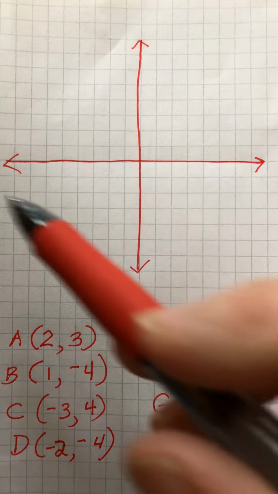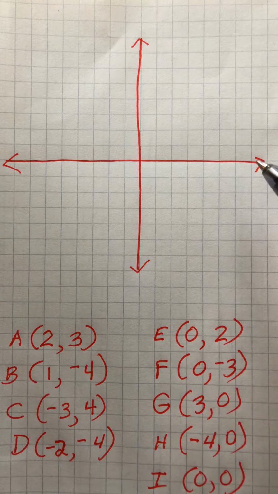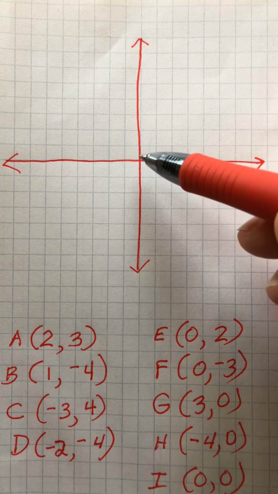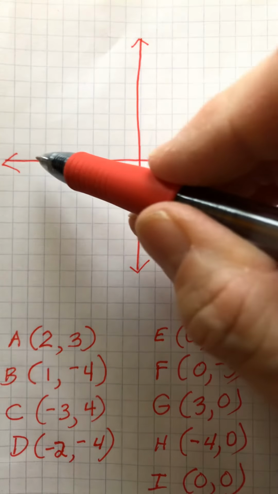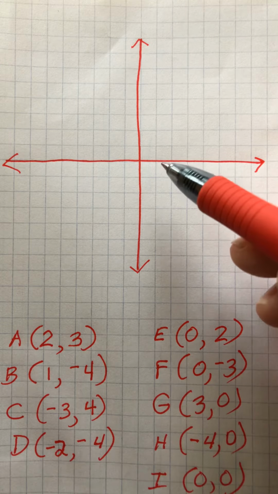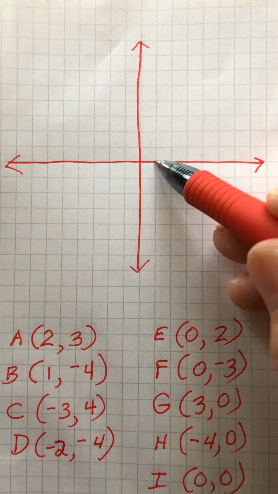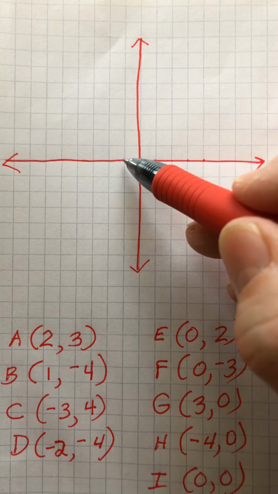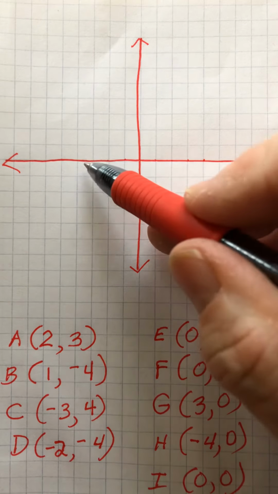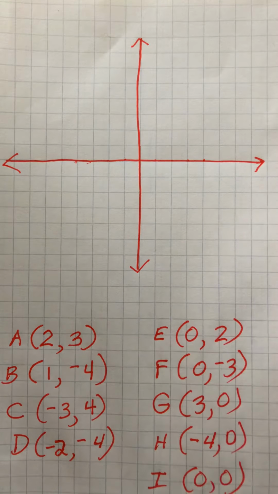Now you can think of this x-axis like being a number line. Right here in the middle is 0. Positive numbers go this way. Negative numbers go this way. So right here, this is 1, 2, 3, 4. And over here would be -1, -2, -3, -4.